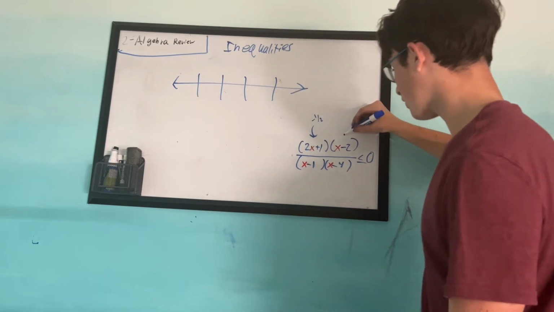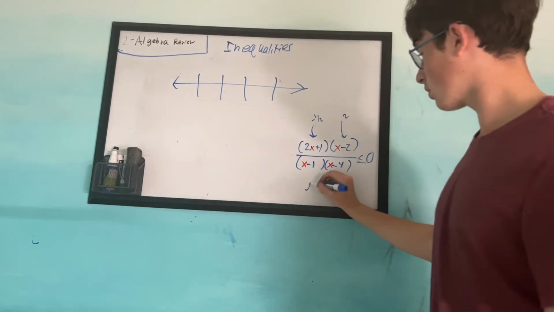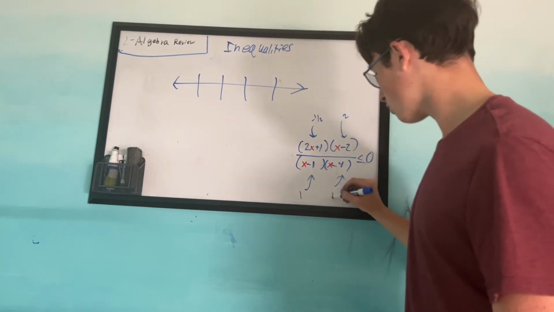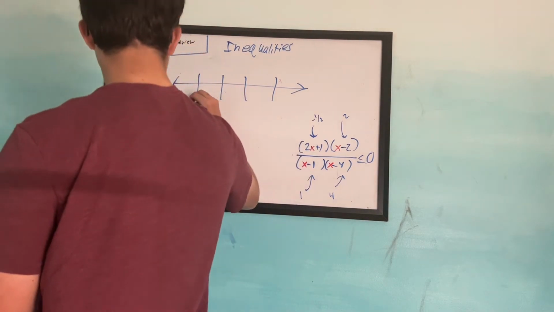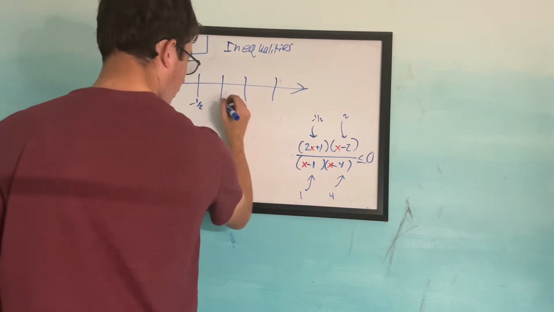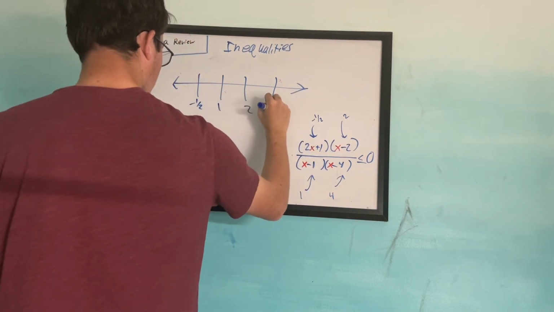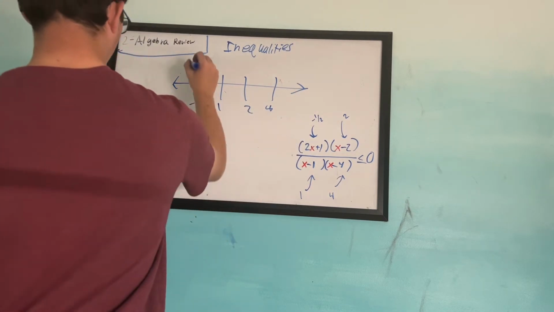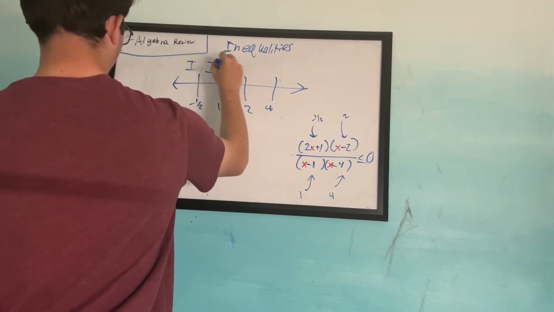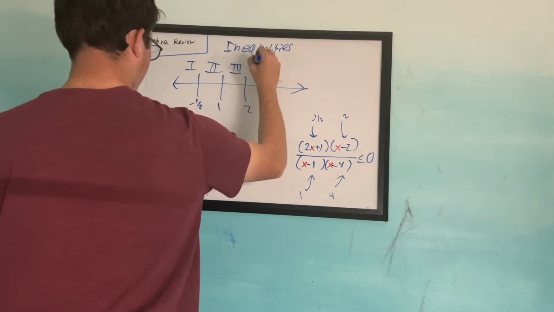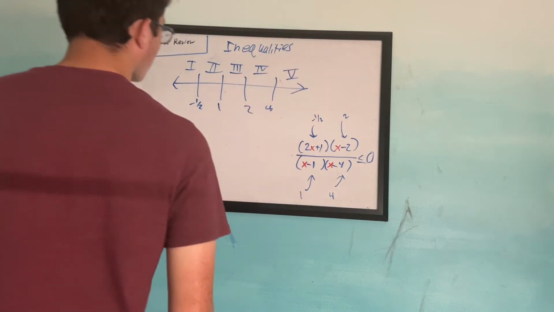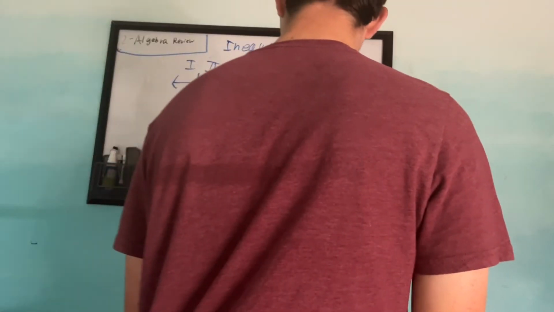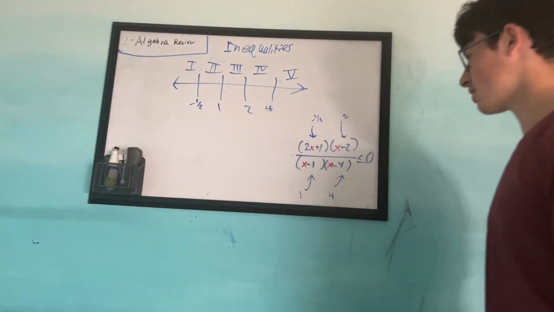If I look, this would be -1/2. This would be 2. This would be 1, and this would be 4, if I'm not mistaken. So we're going to want our points to be -1/2, 1, 2, 4, because we want them to be in order. Then we're going to do our Roman numerals, so we don't get them combined with our Arabic numerals.